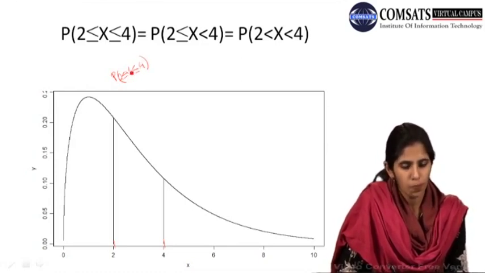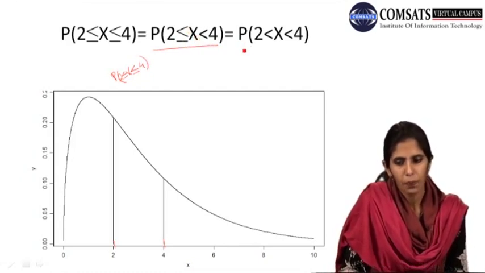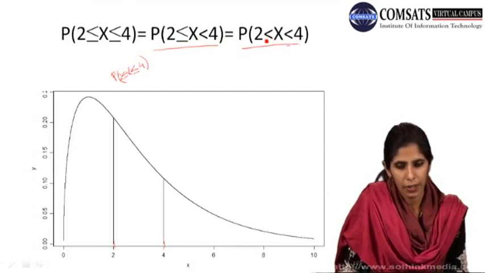If we split this relationship, we can come up with this relation at first: the probability of x greater than or equal to 2 and less than 4, plus the probability of x greater than 2 but less than or equal to 4.